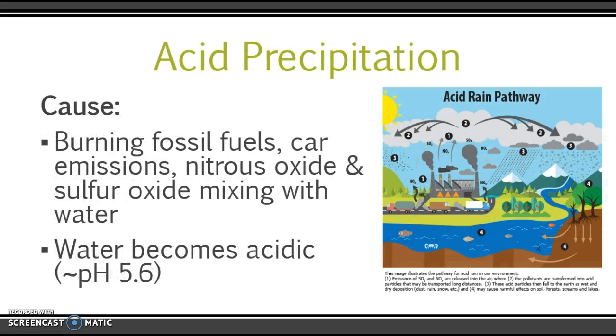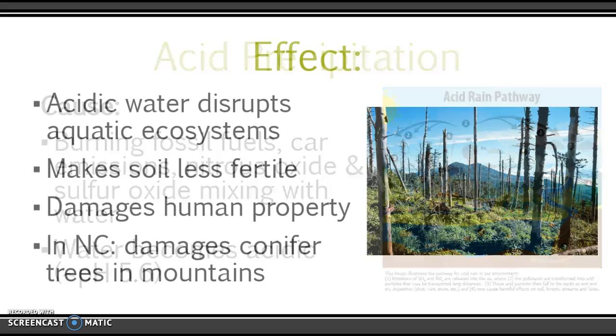The third impact on the environment is going to be acid precipitation. Again, acid precipitation is caused from burning fossil fuels and other emissions that are produced from cars. Again, nitrous oxide and sulfur oxide, those come from factories. And when acids mix with water, obviously it makes the water become more acidic, and that can have drastic impacts on ecosystems and animals and plants living in those ecosystems.